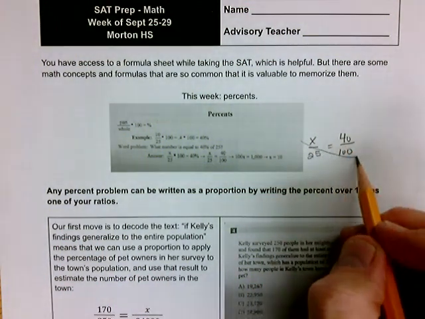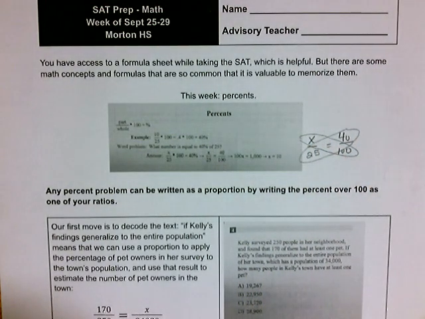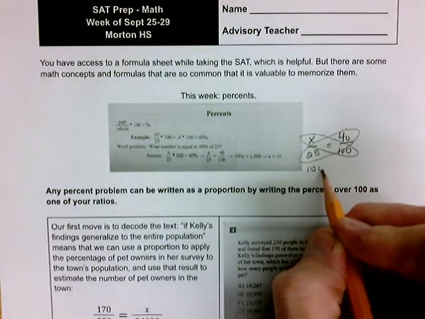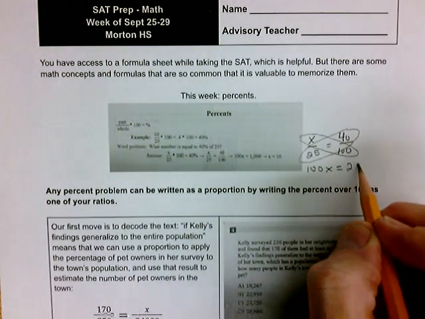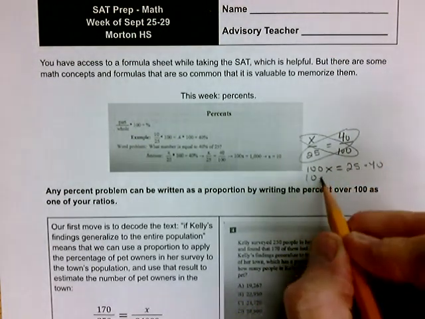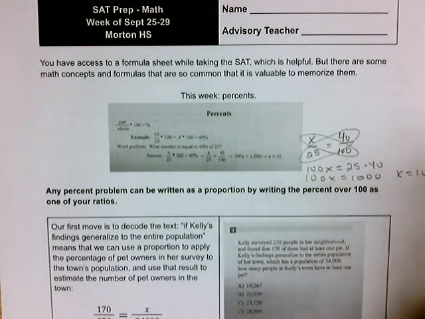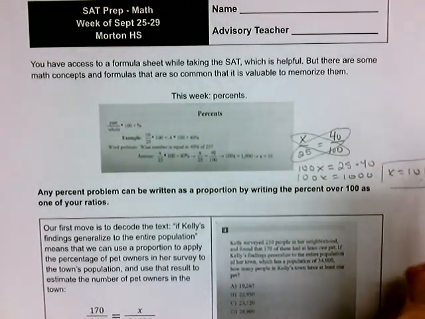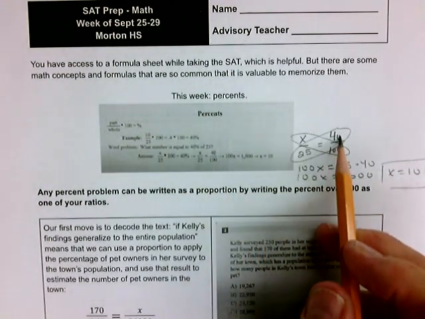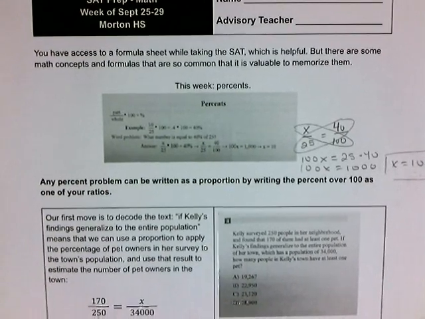So we know that anytime that we have a proportion, that this is always true, the cross products are equal. So we could say 100x equals 25 times 40. So 100x equals 1,000, and then x equals 10. So 10 is 40% of 25. So this ability to write a percentage as a proportion can help you a lot with working through some of these problems on the SAT.